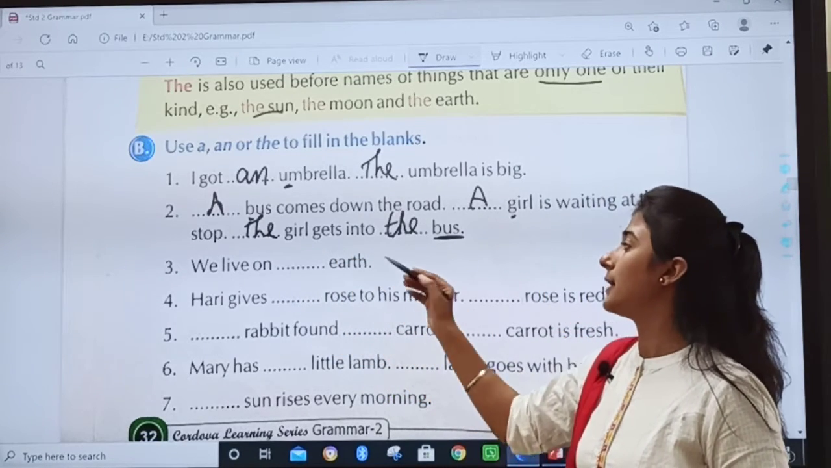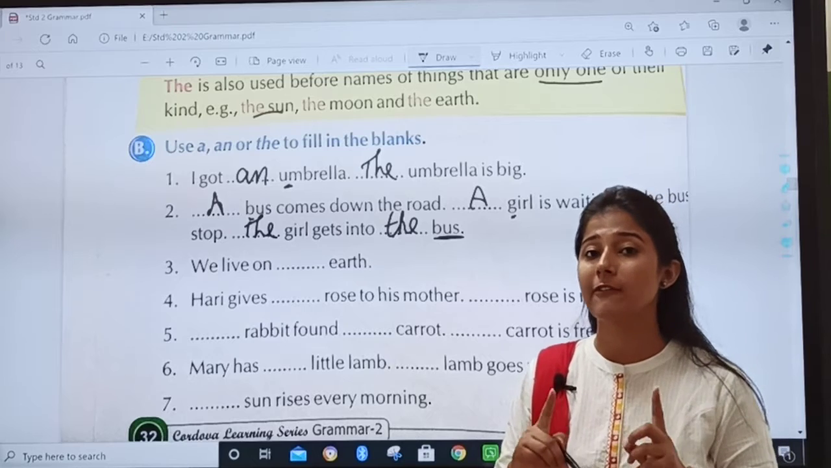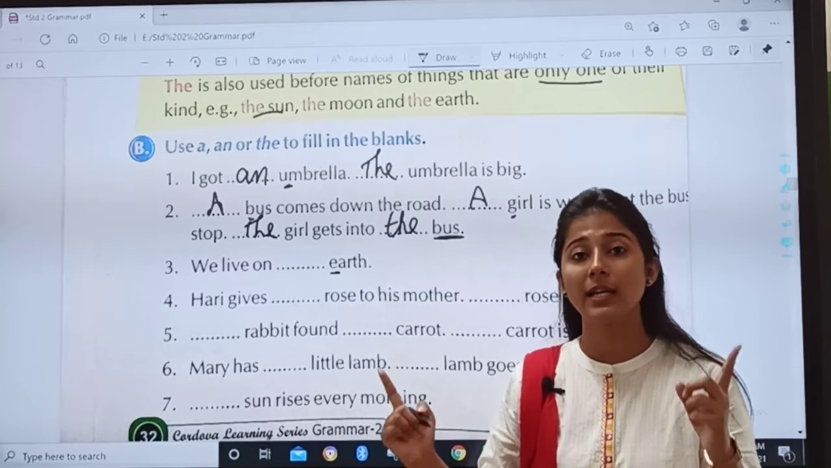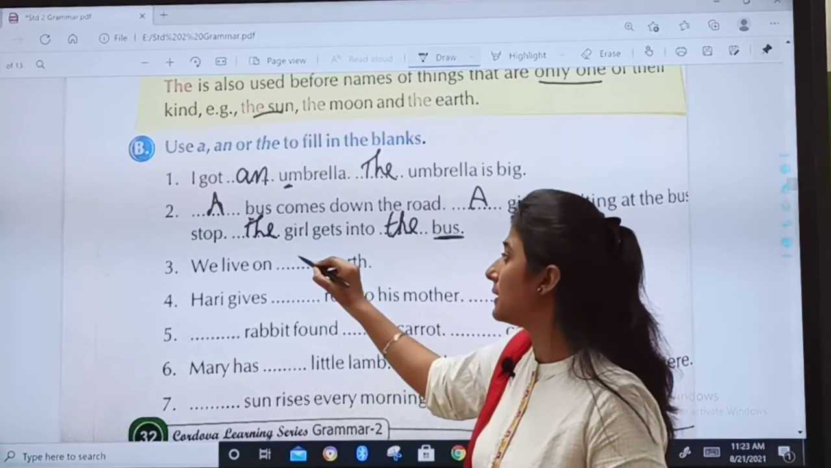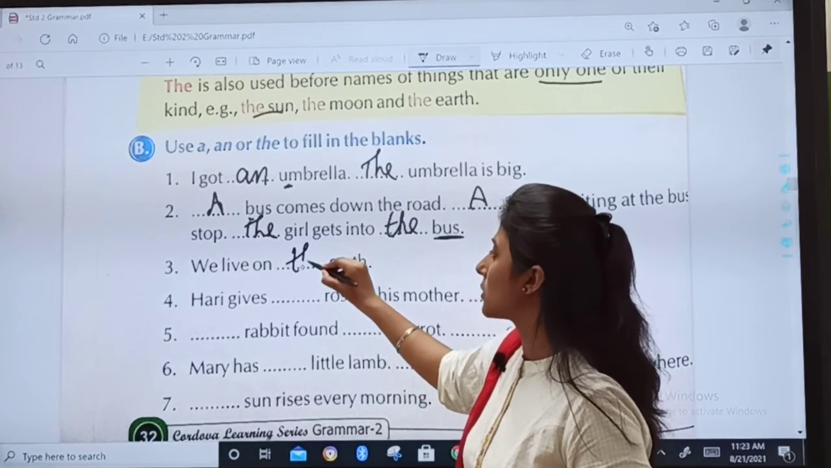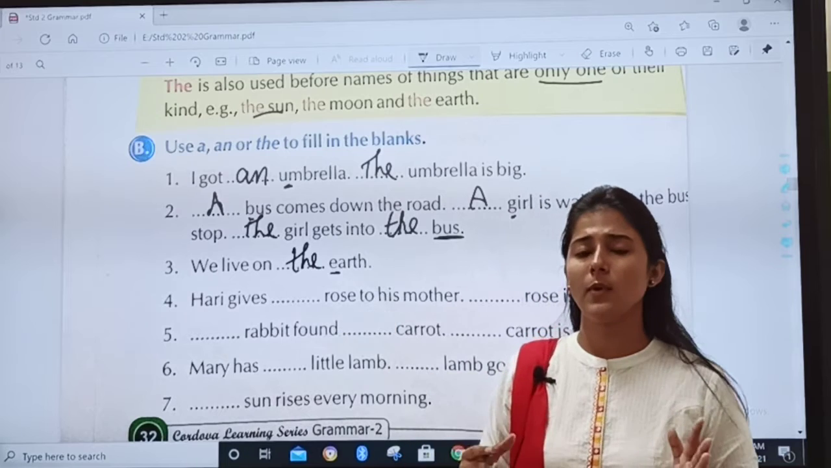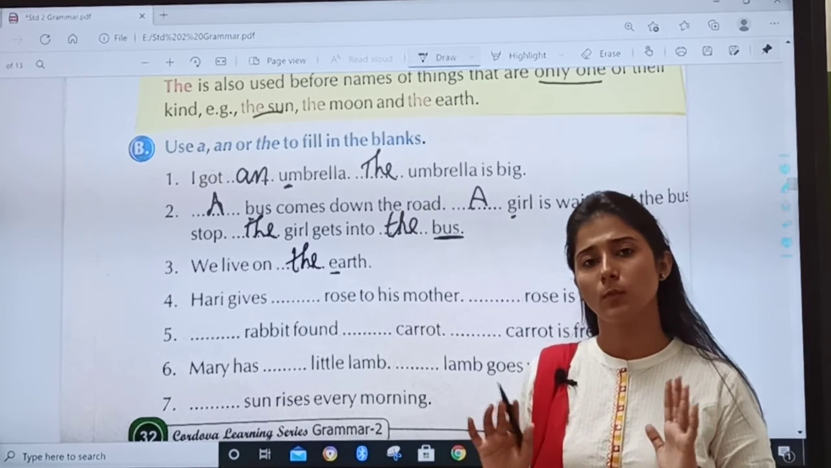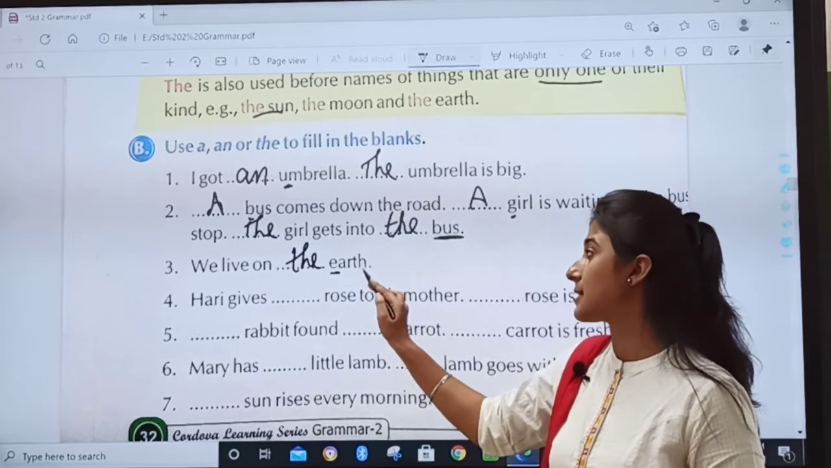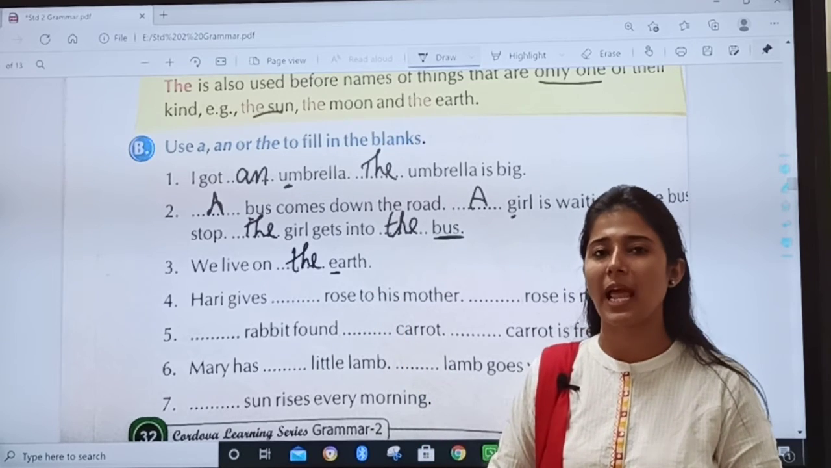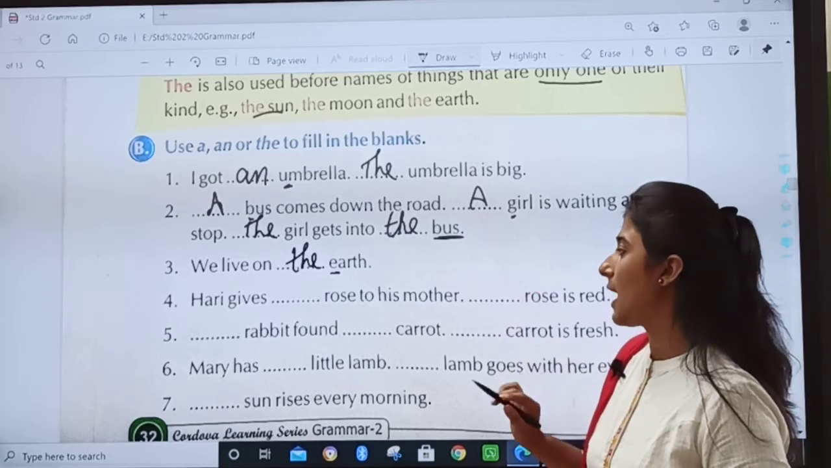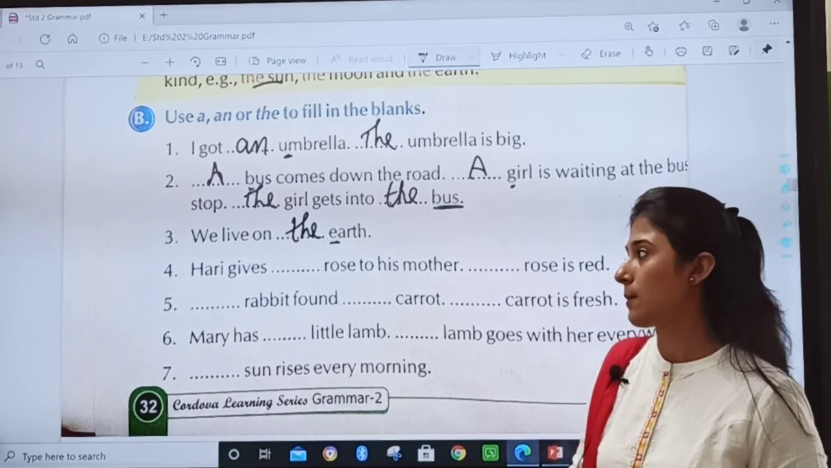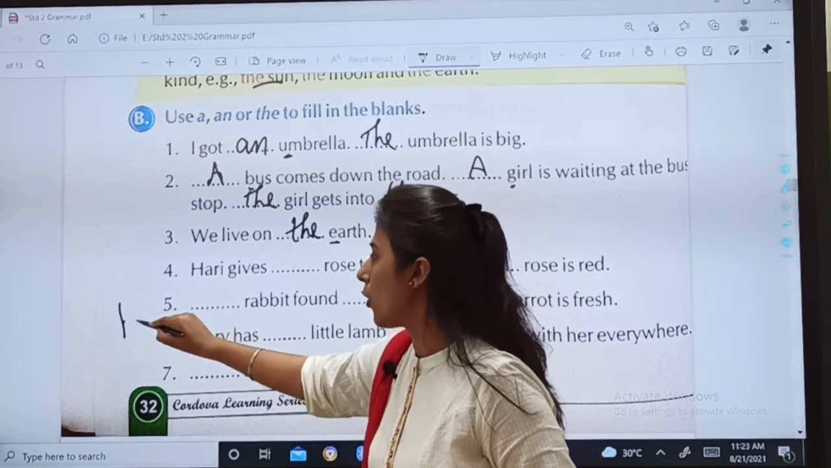We live on dash earth. Don't write an because E is a vowel. Earth is only one in the world. So, the. Okay, don't get confused. Whenever you see a building's name or a river's name, you put the only. Then don't say that it is starting with a vowel, so we should put an. No. See, I told you. Now 4, 5, 6, 7 you will be doing by yourself as your homework.